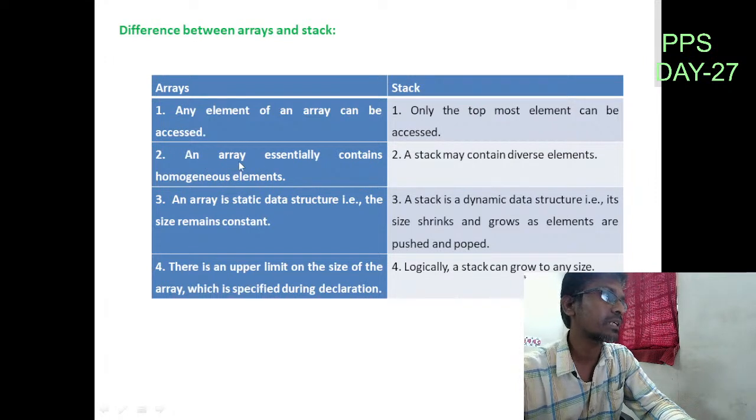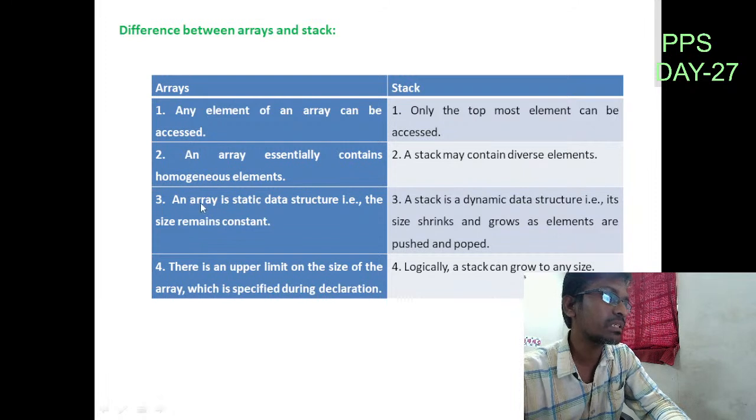So second one, an array essentially contains homogeneous elements. The array is a collection of similar data items. Whereas a stack may contain diverse elements. That means you can insert characters in the stack also. Instead of entering numbers or integer values, you can also enter characters. So that's why a stack may contain diverse elements.